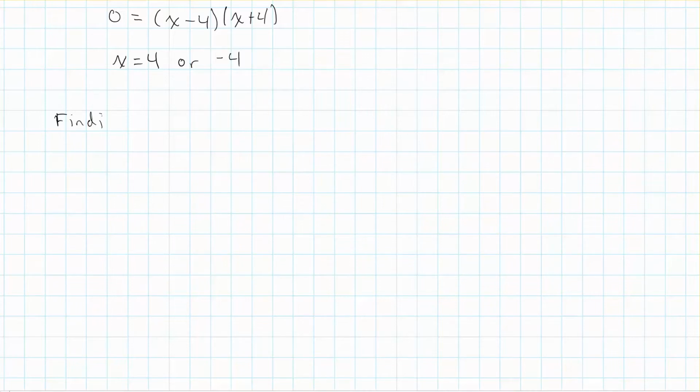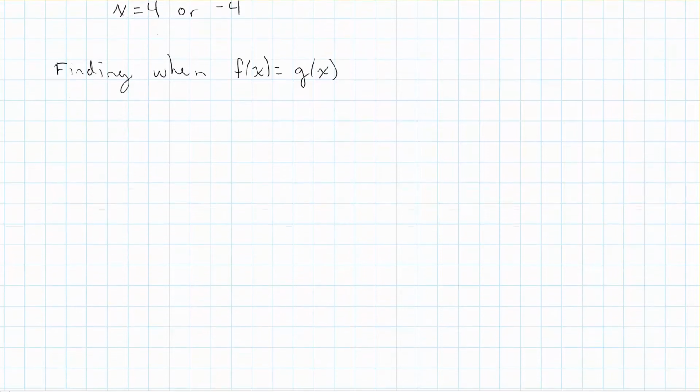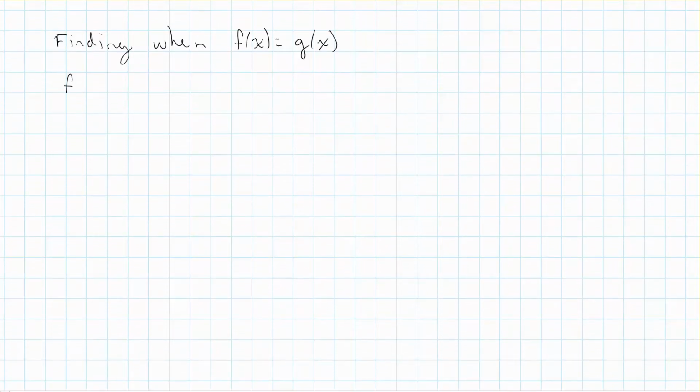Finding when f at x equals g at x. Now again, this is something we really have done before, and once we see it, you'll see this is just solving equations again. So let's look at an example here. So we have f at x is equal to x squared plus 6x minus 24. G at x is equal to 4x minus x squared, and we want to find when these are equal.